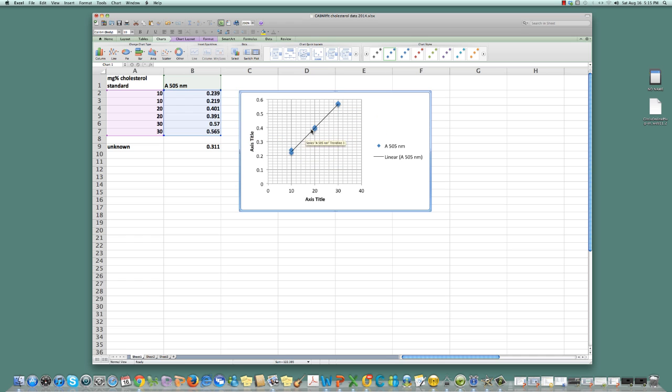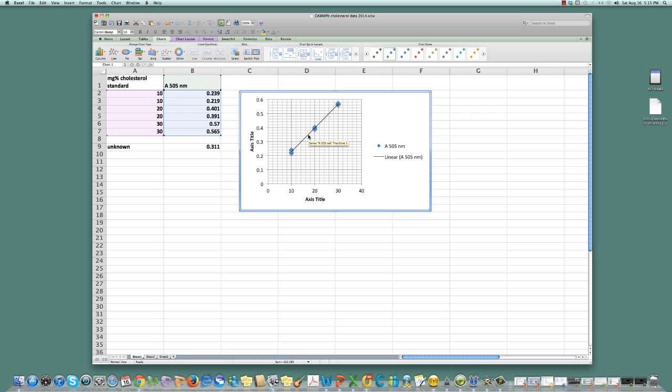What we don't have yet is any kind of fit to these data. It's put in a straight line, kind of by default. And if we look at it, we'll say, yeah, that looks good to me. It looks like there is a linear relationship between how much cholesterol we have and how much absorbance we get. So that's really nice, because then we can just use a simple equation to relate the two.